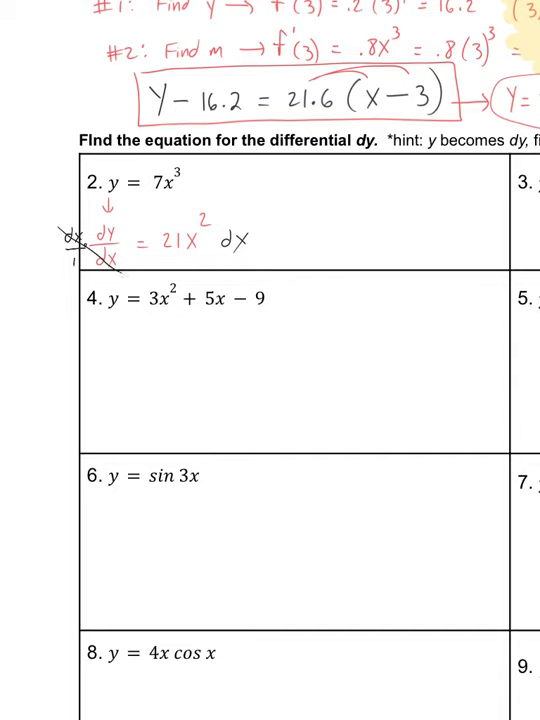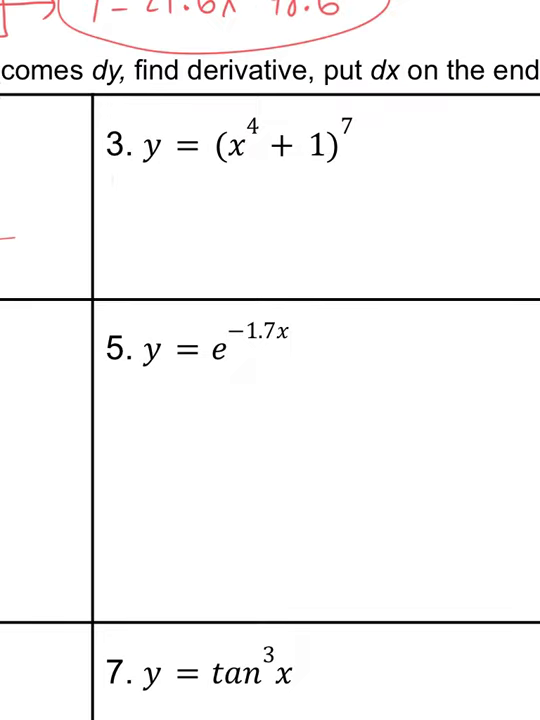All right, these are going to cancel out. dy is all by itself on the left. That was my goal, and it's equal to 21x squared dx. That is what we mean by a differential. So the shortcut is, hey, y becomes dy. You take the derivative of your function, and you toss dx on the end. That's the shortcut.